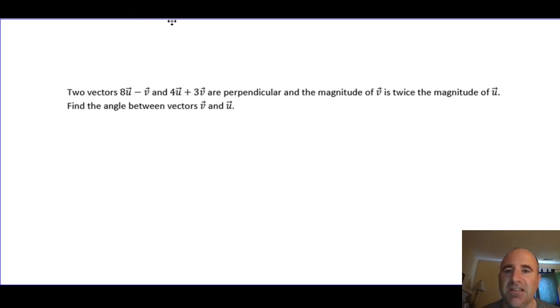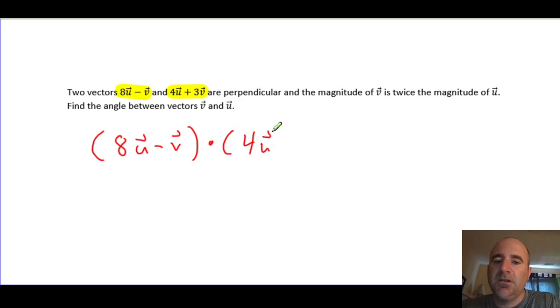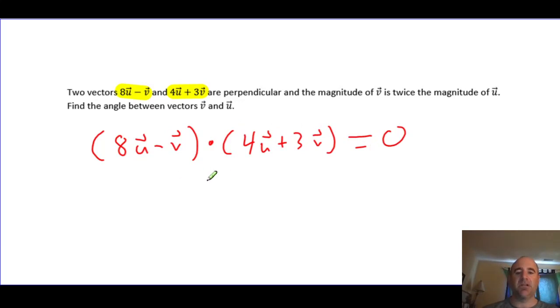So you need to understand that this is a vector quantity, and those two vectors are perpendicular. Now, what should I do as soon as I see that two vectors are perpendicular? We should say that their dot product is equal to 0. So I'd write that down right away. I know that 8u subtract v dotted with 4u plus 3v must be equal to 0. The dot product of perpendicular vectors is 0.